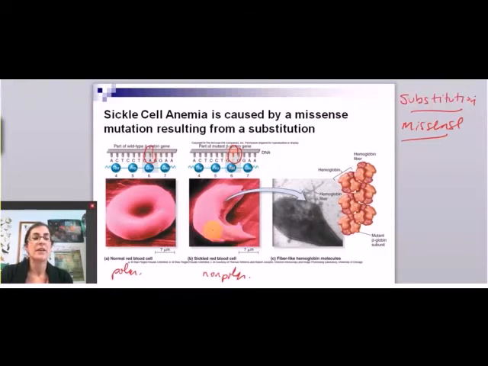And so again, this is a single base substitution, but it leads to a single change in the amino acid, a glutamine to a valine, and that is going to change the whole structure of the protein that this is part of. And then that affects the shape of the cell. So again, even though it's one small change, it can have profound health consequences.